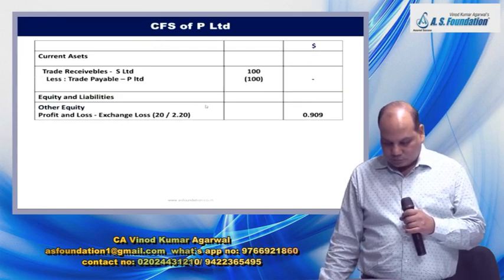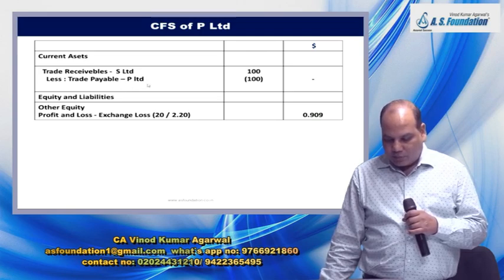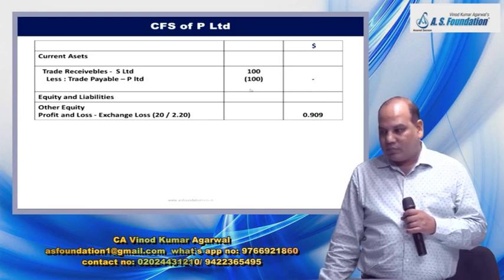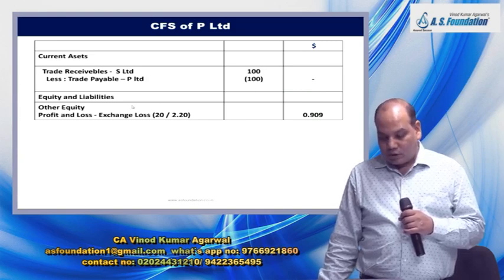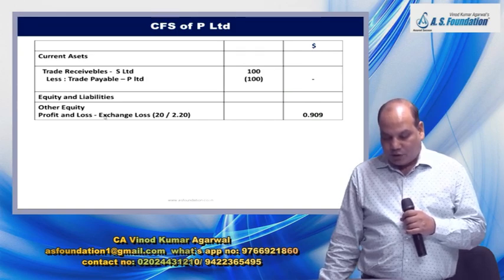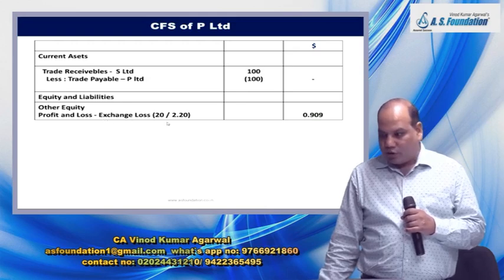Okay. So in the CFS, write down CFS of P: trade receivable 100 and trade payable both in the same currency, 100 cancelled. And in other equity, profit and loss, exchange loss will appear.